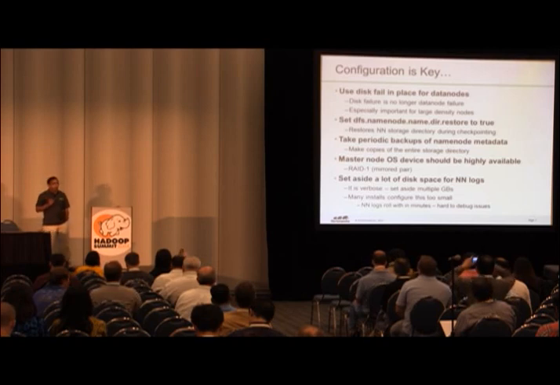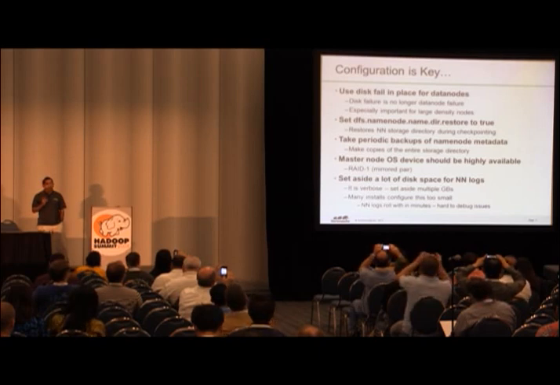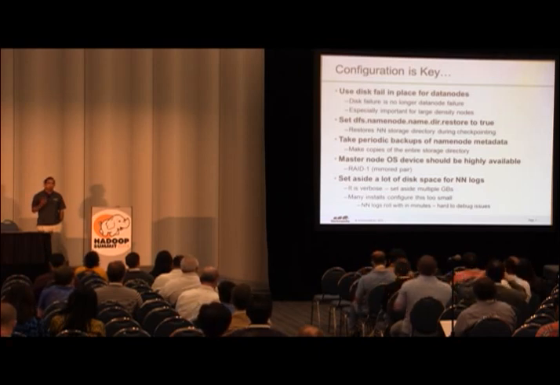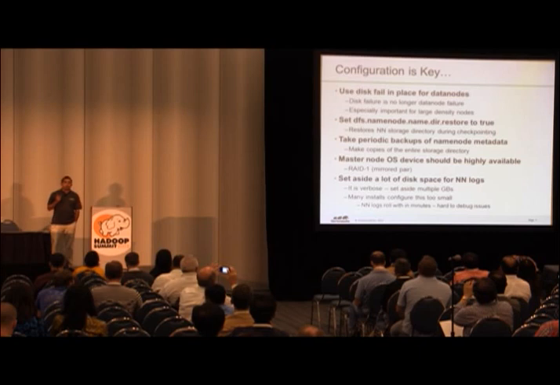Continuing on configuration, there are some features that are key to the reliability of the cluster. One such feature that was added 1 or 2 years ago was disk fail in place. Before disk fail in place, if a disk in a data node failed, the entire data node process used to shut down. That's no longer a choice, especially considering how much storage the current data nodes have. So configure disk fail in place, and that way your data nodes continue to run if a disk fails.